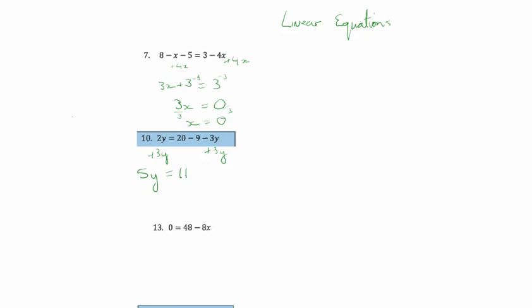What do we need to do? Well, what are we doing to the y at the moment? We're multiplying it by 5. What's the opposite of multiplying by 5? Dividing by 5. We divide both sides by 5, and therefore y is equal to 11 over 5, which is 2 1/5, but we can just leave it as 11 over 5.